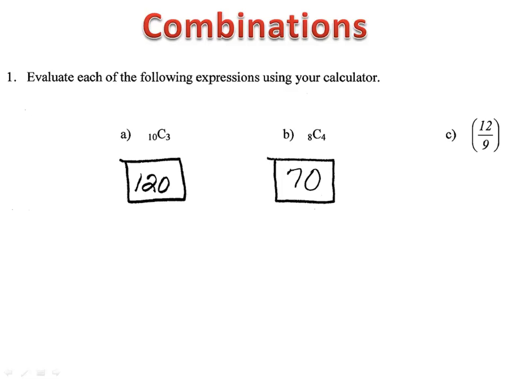Finally, we have this weird-looking fraction in parentheses, 12 over 9. It's not really a fraction, though. What it really is, is a combination. It's another way to write 12C9. 12C9 is 220. 12 students are interested in going, and I'm going to pick 9 of them. There are 220 different groups of 9 that I could create.